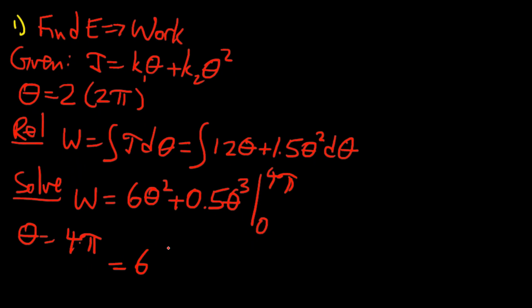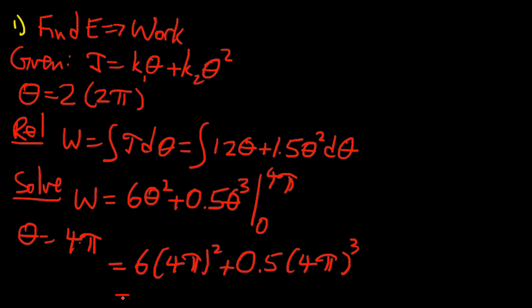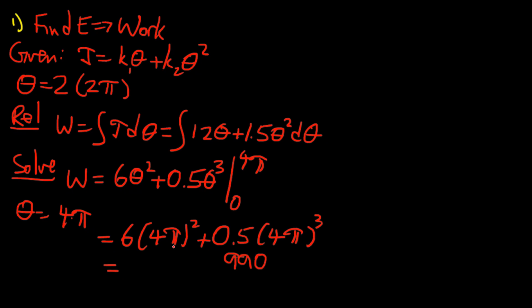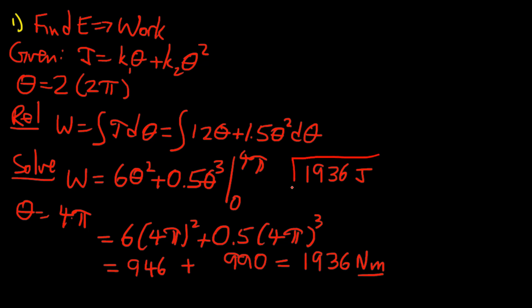Let's put those numbers in. We have 6 times 4 pi squared plus 0.5 times 4 pi cubed. Let's see what I get in the calculator. This value is 990. 4 pi squared times 6, I get 946. I add those up and I get 1936. Notice these are Newton meters, but because it is actually work, we can call it 1936 joules. That's the work we did on the spring, and that becomes the energy stored in the spring.